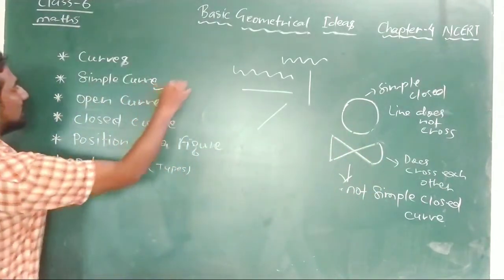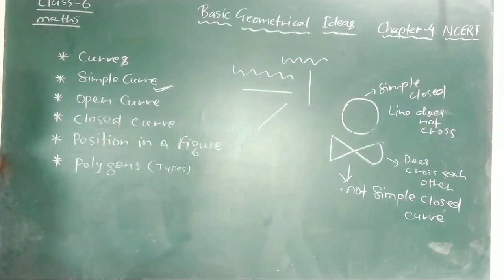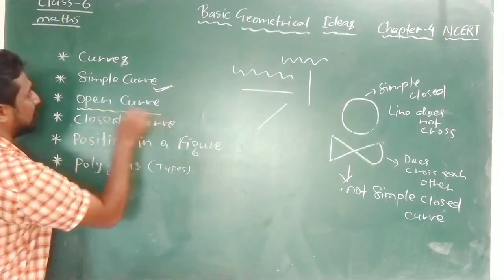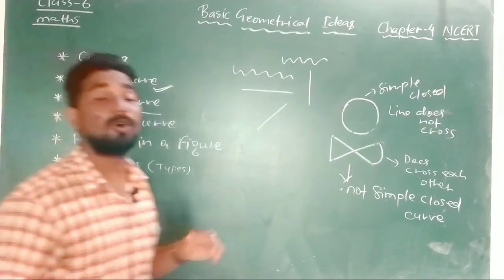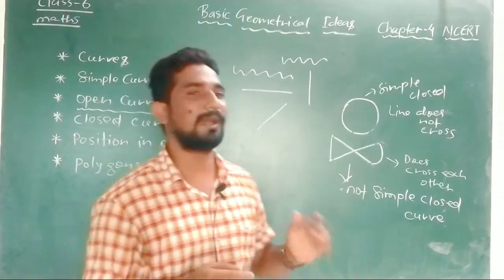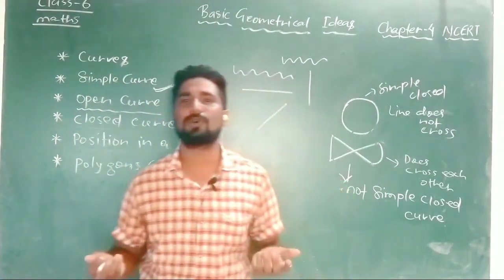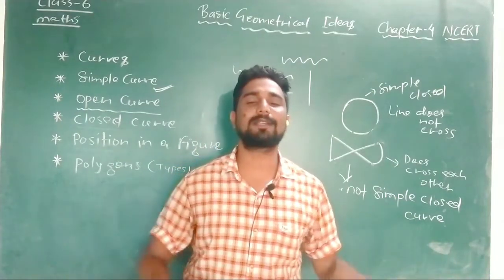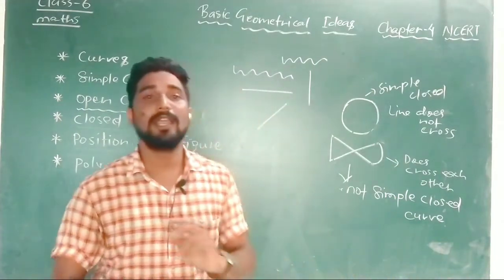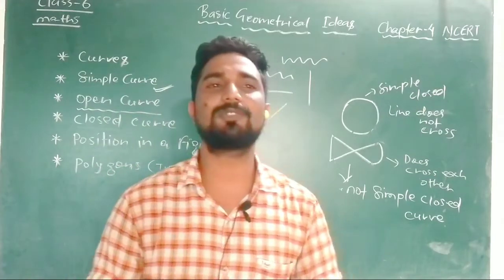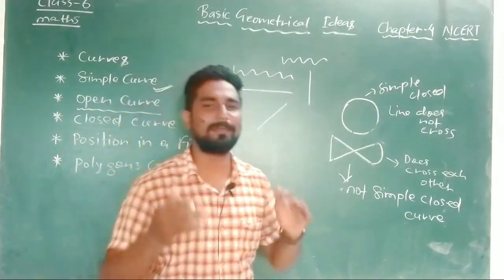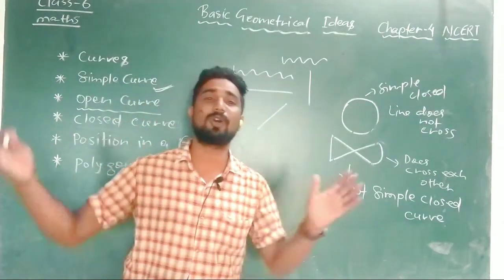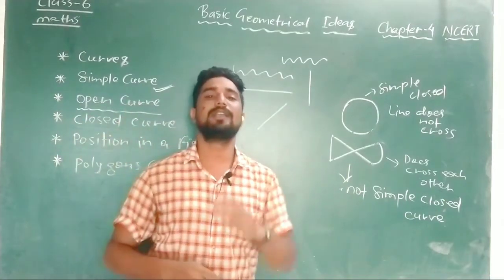So this was simple curve figure, and thereafter one more topic is there, that is open curve. Now open means what? Suppose I am talking about an open room. Open room means the gate is open, walls are there, everything is there, but the gate is open. If you talk about an open box, the box is open. Any diagram, any picture which is open, which is not totally closed, packed, is called open.